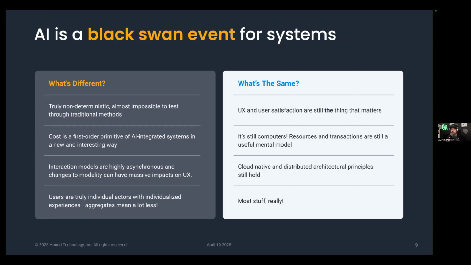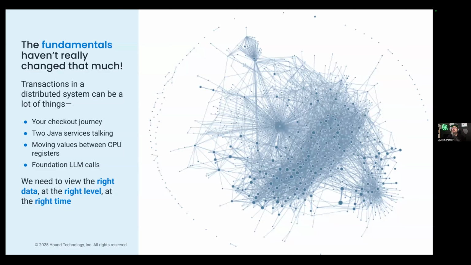We haven't really changed the fundamentals here. Even if AI is non-deterministic, at the end of the day it's just math, and we're still just making API calls. So we can still think of these things as resources. We can still think of user requests as transactions. Most stuff really is the same. It's still cloud native. We're still running it on Kubernetes. We're still running it in the cloud. We're still doing pub sub. We're still doing fan out, fan in. All this stuff still holds.